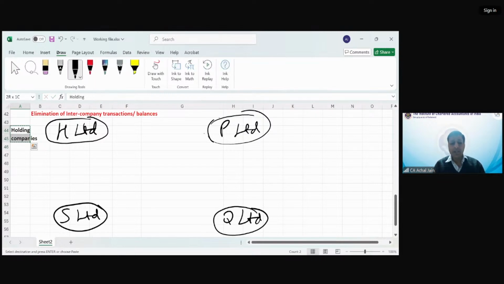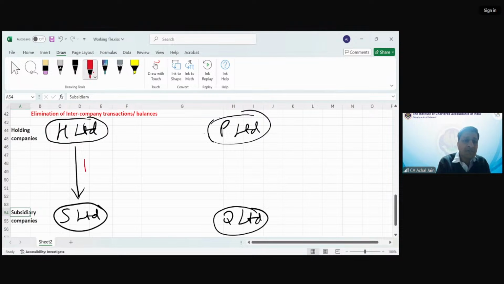H and P are holding companies. S and Q are subsidiary companies. Now, suppose the holding company sells to S Limited. So there's a sale of goods from H to S. What do you call this? You will call this a downward transaction.